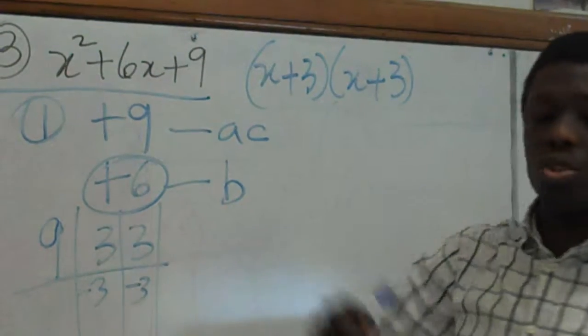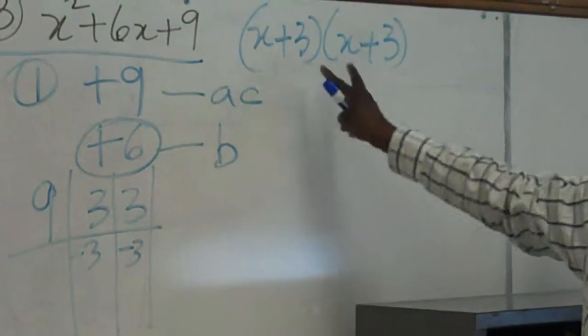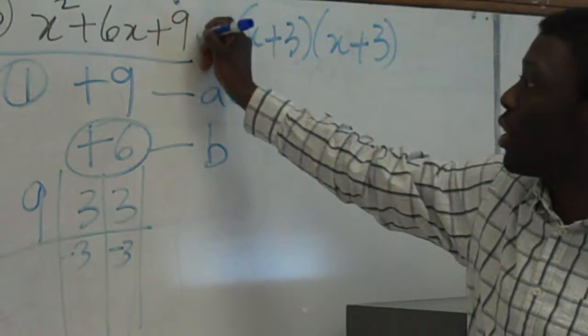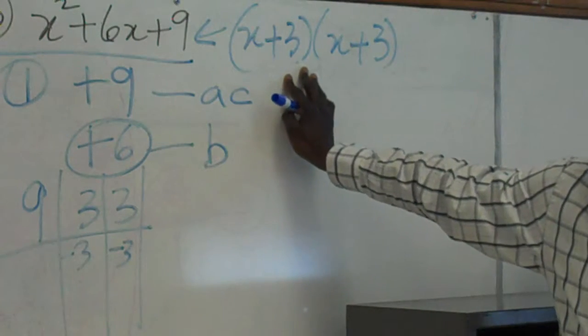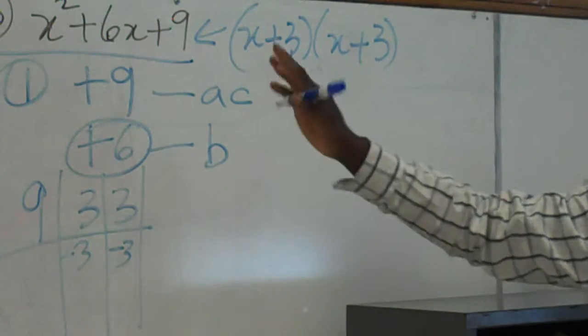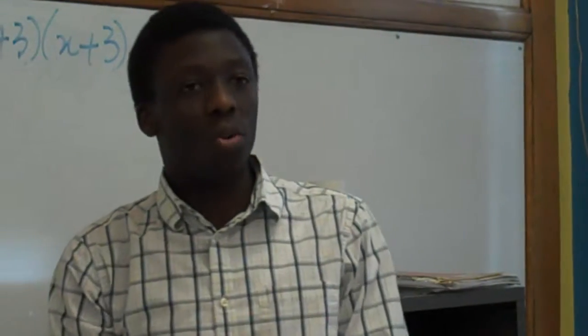Notice that when you use the AC method and you get two brackets, they will multiply out to give you your original expression. They should. If they don't, then there's a mistake along the way. That's all that we will say with the AC method and quadratic functions. Now we're going to move on to, I think, simplifying rational expressions.